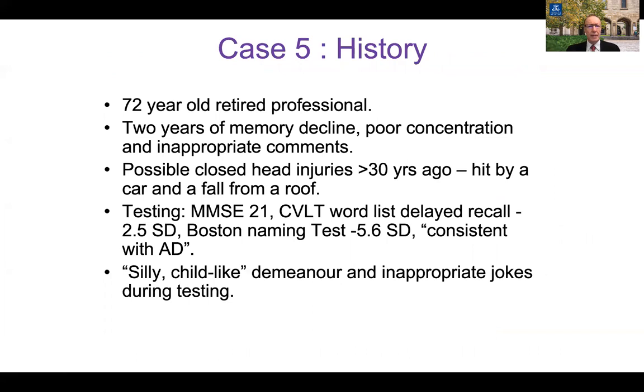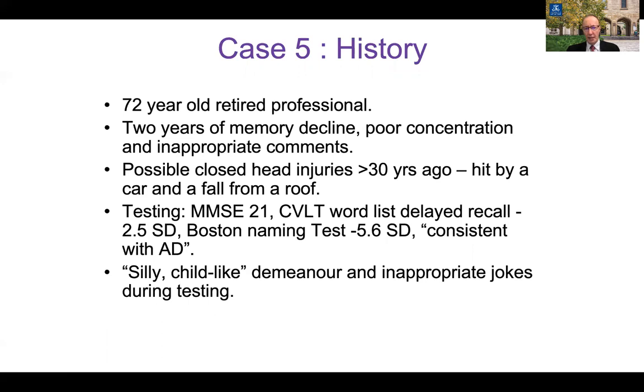Next case, 72-year-old retired professional, 2 years of memory decline, poor concentration, and inappropriate comments. Possible closed head injuries over 30 years ago, but not clear. Hit by a car on one occasion and fell off a roof on another occasion. Testing showed a Mini-Mental State score of 21, clearly abnormal.